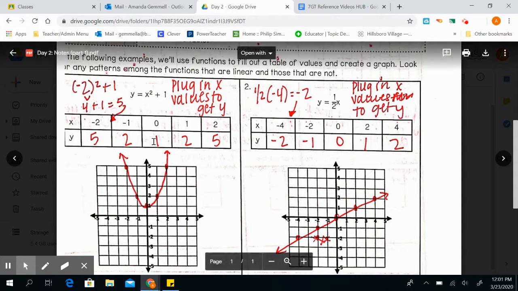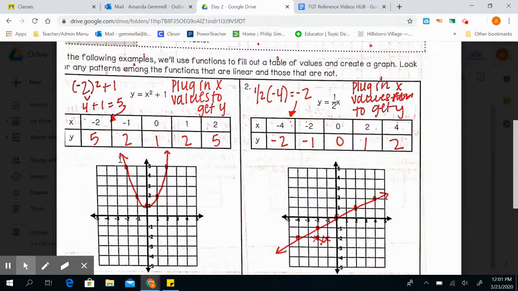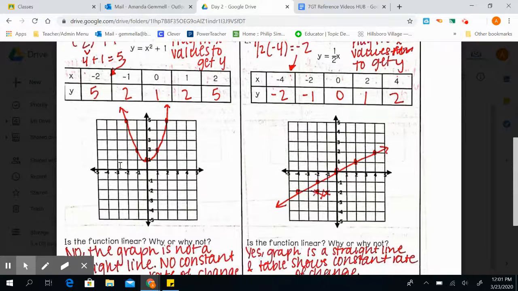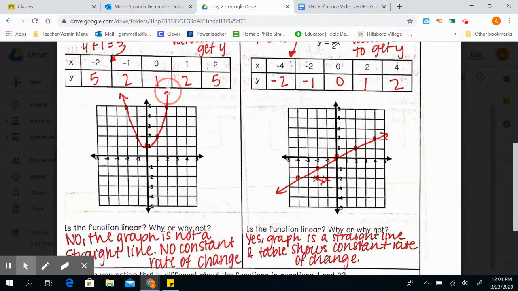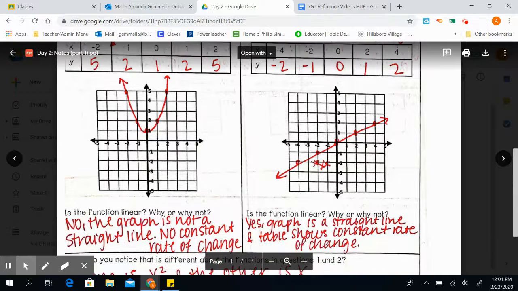When we plot all 5 of these points, we get what's called a parabola, and this is nonlinear because it's not a straight line. Obviously, it's curved. It's not a straight line. So is the function linear? No, the graph is not a straight line. There's no constant rate of change.